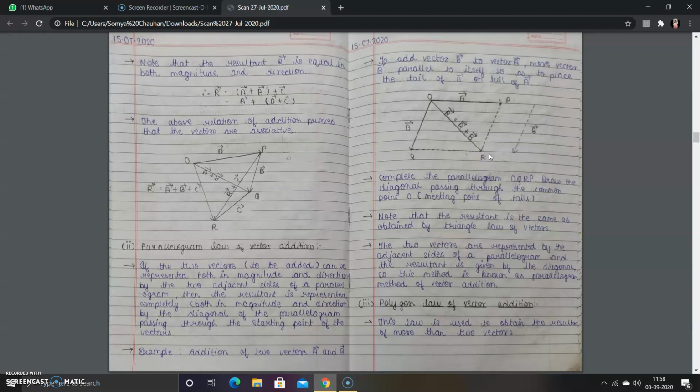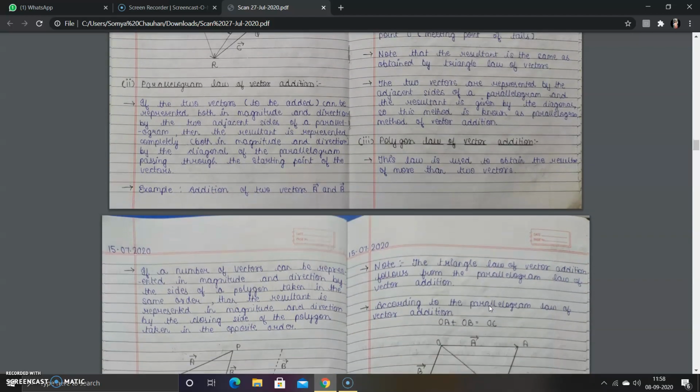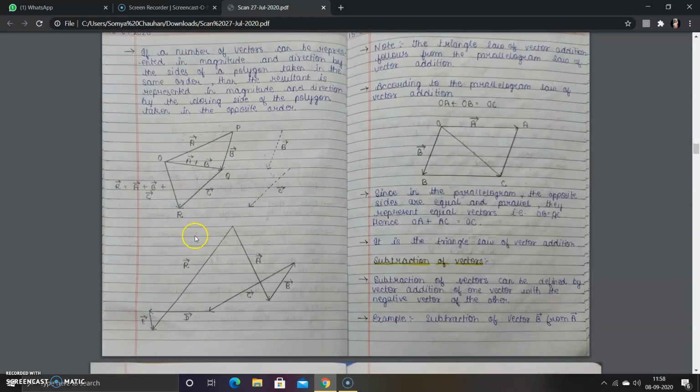ये हमारा हुआ पैरेललोग्राम लॉ ऑफ वेक्टर एडिशन। नेक्स्ट हमारा आता है, अभी तक हमने दो वेक्टर्स को ऐड करना सीखा। अगर हमारे पास मोर देन टू वेक्टर्स आ जाए तो उनको हम ऐड कैसे करेंगे? तो उसके लिए हमारा नेक्स्ट मेथड आता है पॉलीगन लॉ ऑफ वेक्टर एडिशन। इसके अंदर हम क्या देखेंगे बच्चा? तो ये वाला डायग्राम है, इसके ऊपर आप देखिए, हमें पॉलीगन लॉ ऑफ वेक्टर एडिशन में बेसिकली ट्रायंगल लॉ का ही यूज करना है। जिस तरह से ट्रायंगल लॉ में हमें एक वेक्टर के हेड को दूसरे के टेल से ऐड करते जाते हैं, इन द सेम वे वी कैन ऐड ऑल द वेक्टर्स व्हिच आर गिवन टू यू. So here we are considering the 5 vectors are given to you.